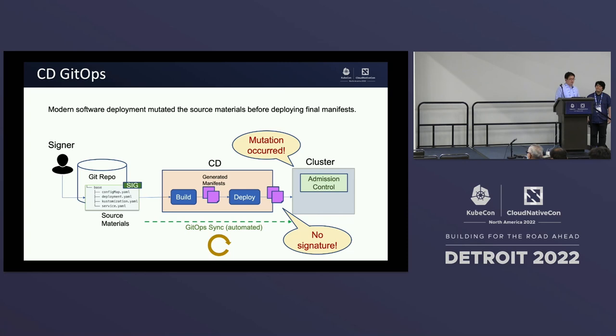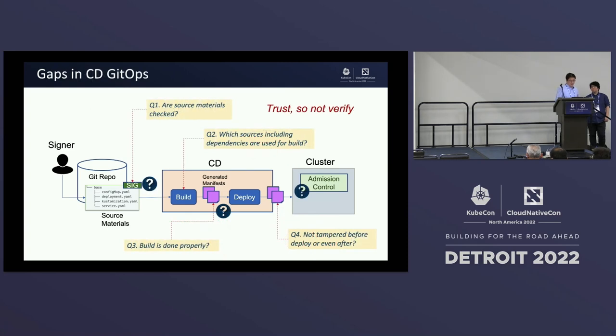So this is the motivation that we came up with the interest project. In this case, there are several questions. What kind of check is done on the CD side, and how is the manifest build properly done? The signature is not attached to the generated manifest, so signature-based protection does not work after the deployment. In this case, we need to trust the CD side. On the cluster side, there is no verification. We want to improve this situation.